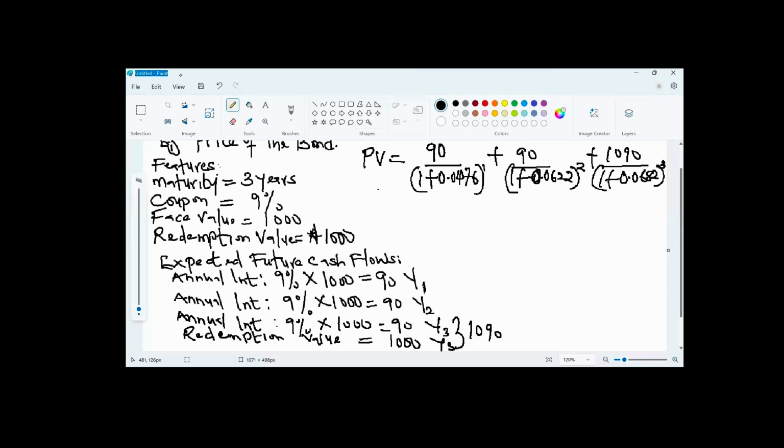Please work this out. The present value: 90 divided by 1.0476. What do you have? 85.910. 85.910 plus 90 divided by 1.0622 raised to power 2.